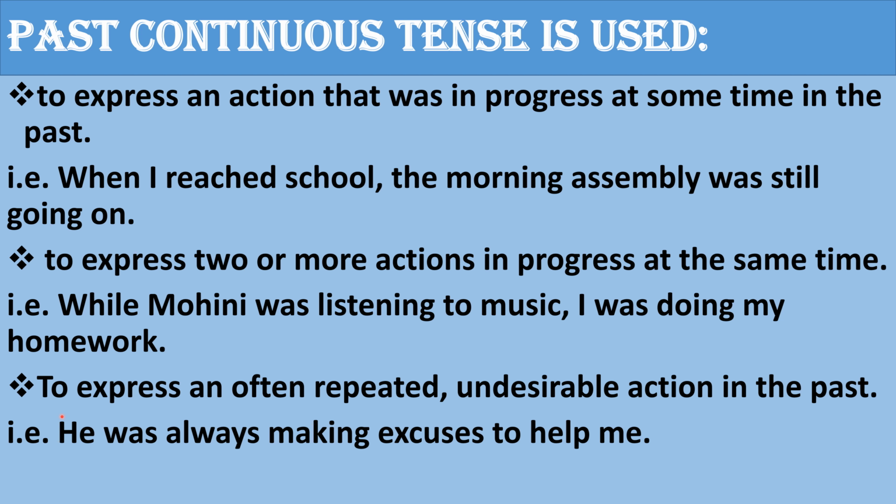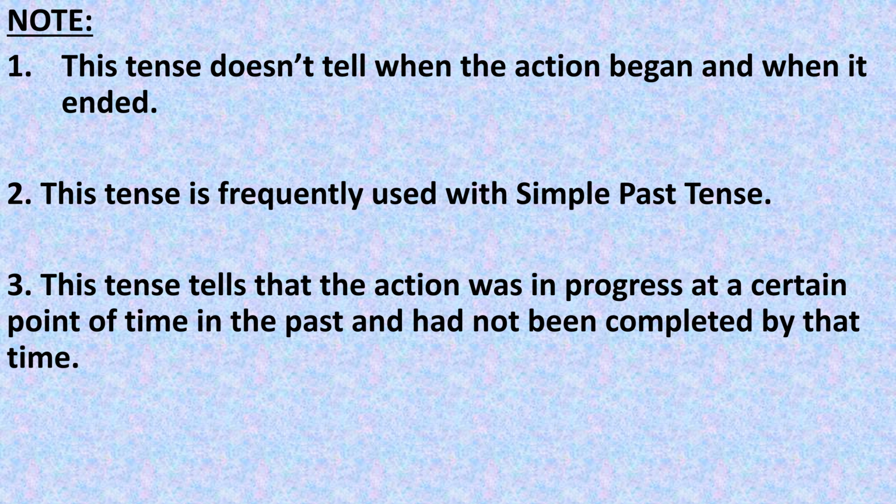Now the third situation is to express an often repeated undesirable action in the past that is not desired. For example: he was always making excuses to help me. So it was undesired and you didn't like that and it was still continuing in the past. It was a repeated action that was often repeated in the past. He was always making excuses to help me.